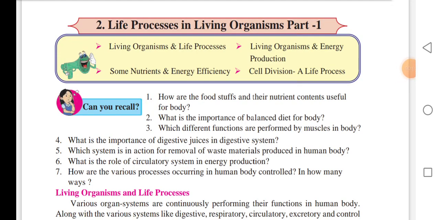In this video, we will be doing Standard 10, Chapter number 2 of Science 2, Life Processes in Living Organisms, Part 1. We will not be completing the whole chapter, of course, and there are two life processes chapters, Life Processes in Living Organisms, Part 1 and Part 2. Today we are starting with Part 1, which is also chapter number 2. So let's begin.